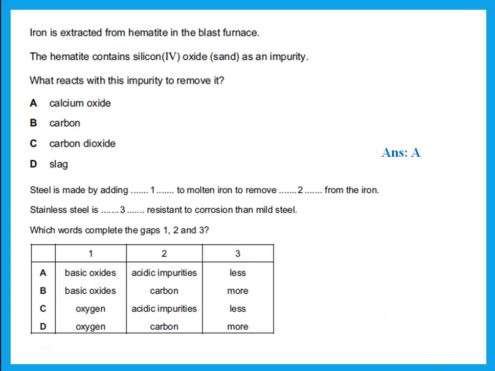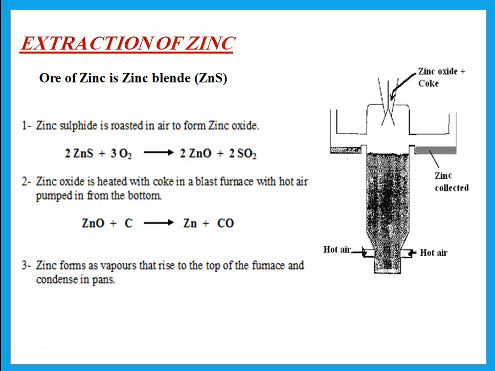Now, stainless steel is what? It is more resistant to corrosion than mild steel. Remember that stainless steel has, in addition to iron and carbon, nickel or chromium, which helps to make it more resistant to corrosion.